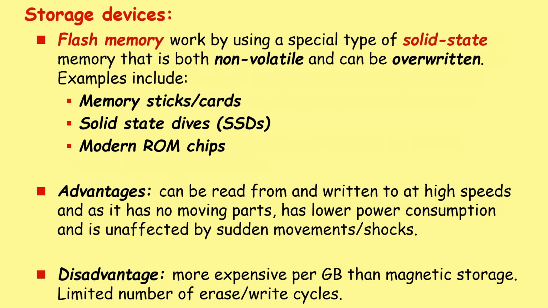Flash memory works by using a special type of solid-state memory that is both non-volatile and can be overwritten. Examples include memory sticks or memory cards, solid-state drives, SSDs, and modern ROM chips. Advantage: can be read from and written to at high speeds, and as it has no moving parts, has lower power consumption, and is unaffected by sudden movement or shocks.